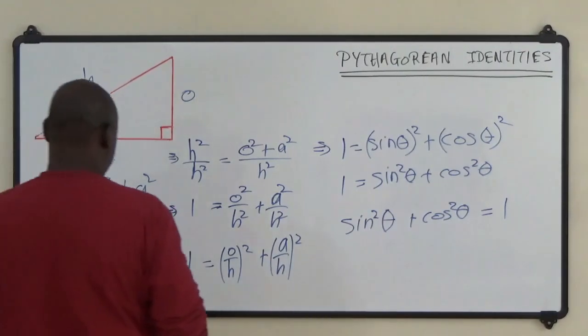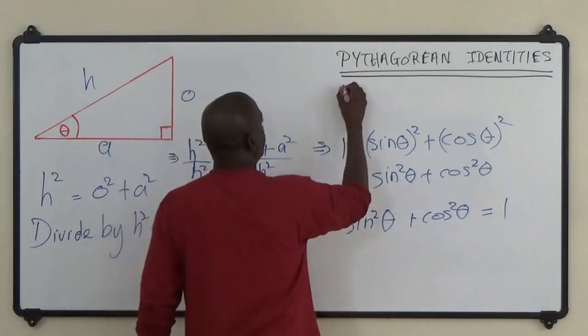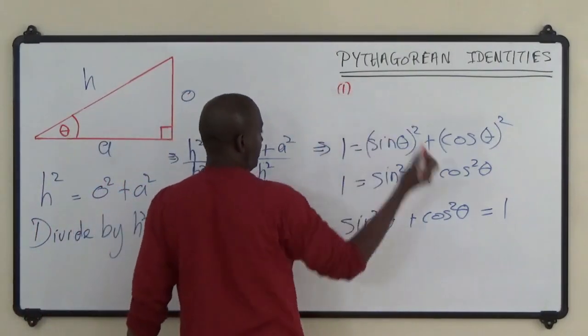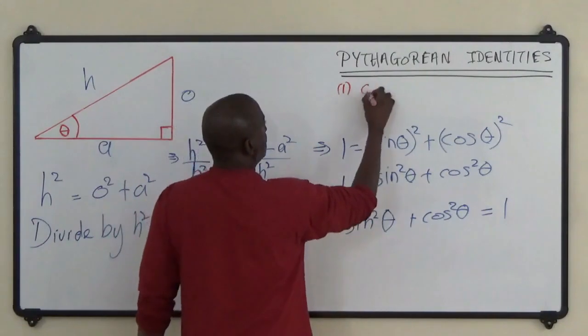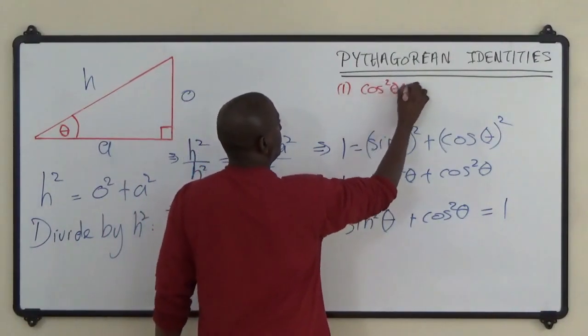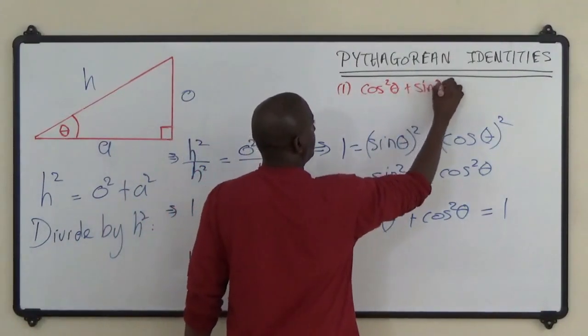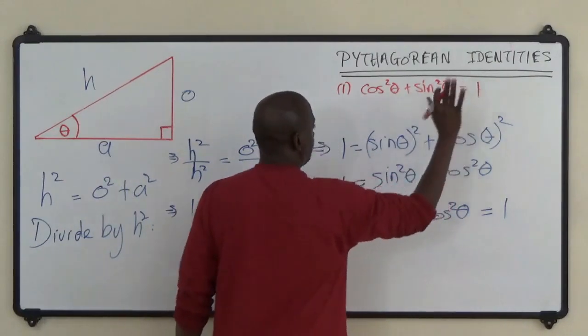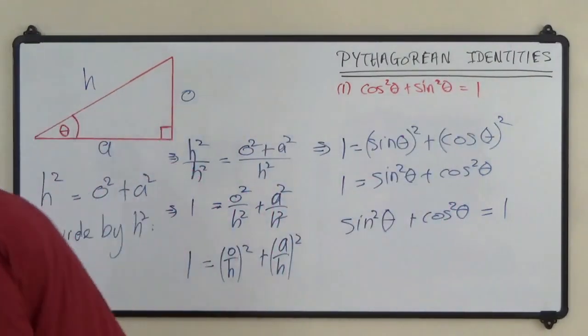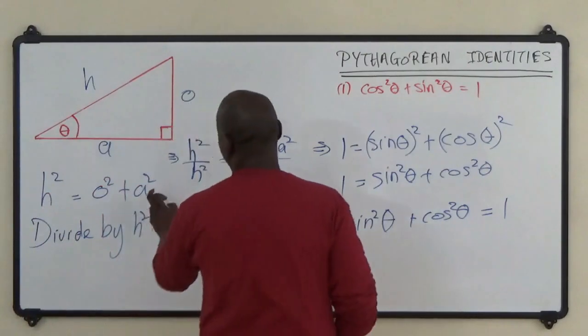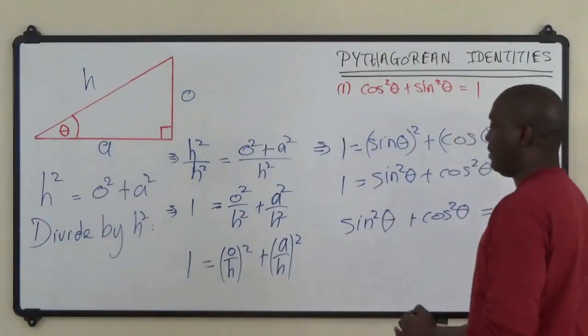Let me go with the red now, just for the contrast. So identity 1, we could say that I will normally write cos squared first. So I say cos squared theta plus sine squared theta is equal to 1. Cool. So we're going back to this fellow here to derive a couple more.